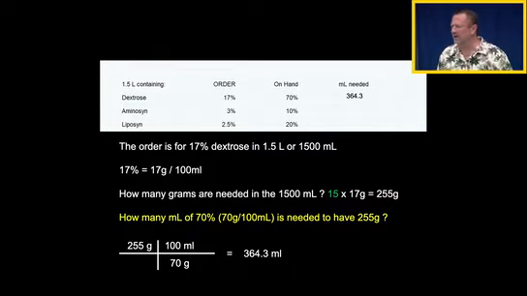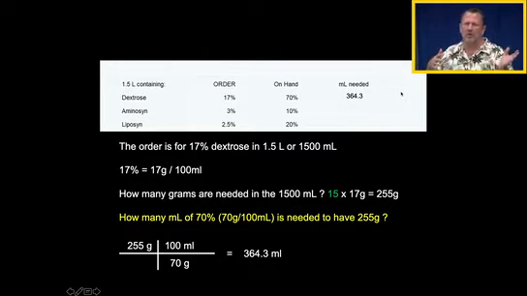And so here we need 364.3 milliliters of dextrose in this 1.5 liter bag. All right, well, if the question was just quite simply, the order reads 70% dextrose and what we have on hand is 70%, then we would need 364.3, and then the rest would just be sterile water. So we would just take the 1,500 minus the 364.3.